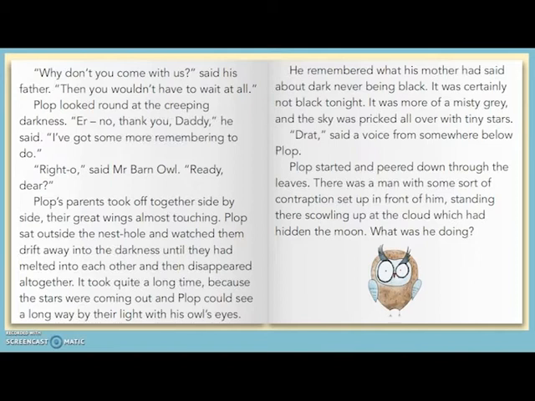Plop's parents took off together side by side, their great wings almost touching. Plop sat outside the nest hole and watched them drift away into the darkness until they had melted into each other and then disappeared altogether. It took quite a long time because the stars were coming out and Plop could see a long way by their light with his owl's eyes.